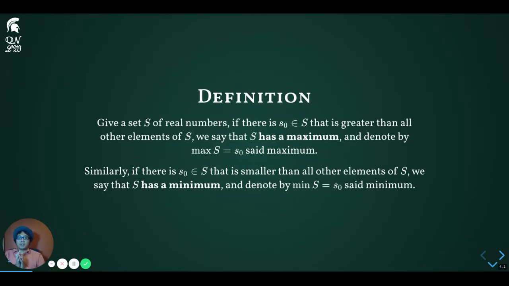Let's start by seeing the definitions. Given a set S of real numbers, if there is an element of S that is greater than all other elements, we say that S has a maximum and denote the maximum element by max of S. Similarly, given the set S, if there is an element that is less than all other elements, we say that S has a minimum and denote it by min of S.